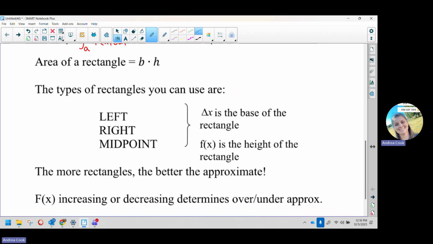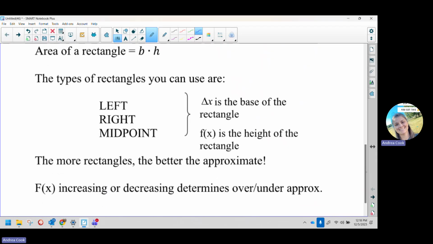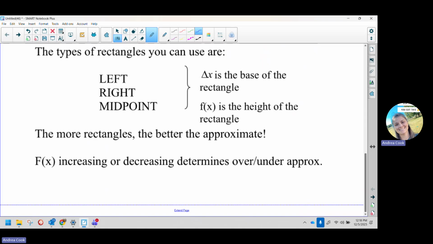Well, there's three different types of rectangles we can draw. We can draw left rectangles, which means the left corner of the rectangle touches the function. We can do right rectangles, which means the right corner touches the function. Or we can do midpoint, which is the middle of the rectangle touches the function. And the more rectangles we have, the better the approximation. If f is increasing or decreasing, that helps you determine if your estimate of the area is over or under.